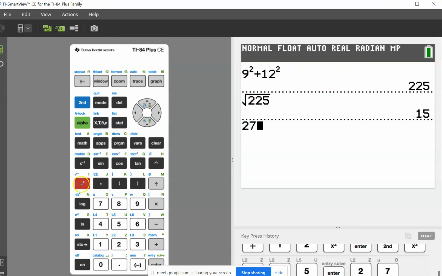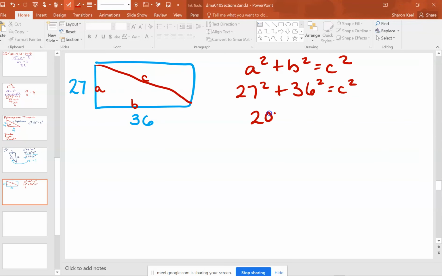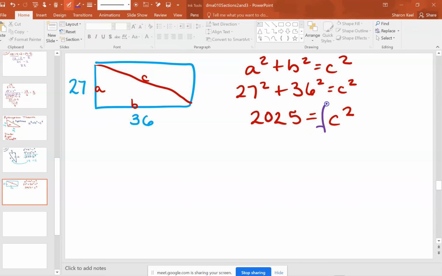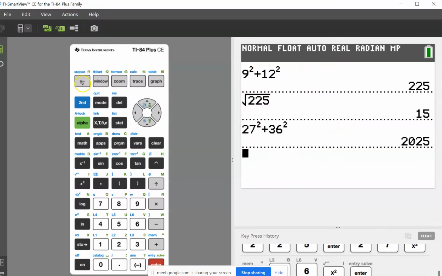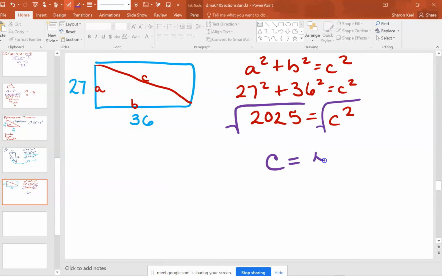So 27 squared plus 36 squared, we get 2025. So 2025 is equal to c squared. Now the opposite of raising something to a power is to take the square root. So that now is going to give us c equals. So second square root 2025 gives us 45. So 45 is the length of the TV. The hypotenuse could be a 45-inch TV.